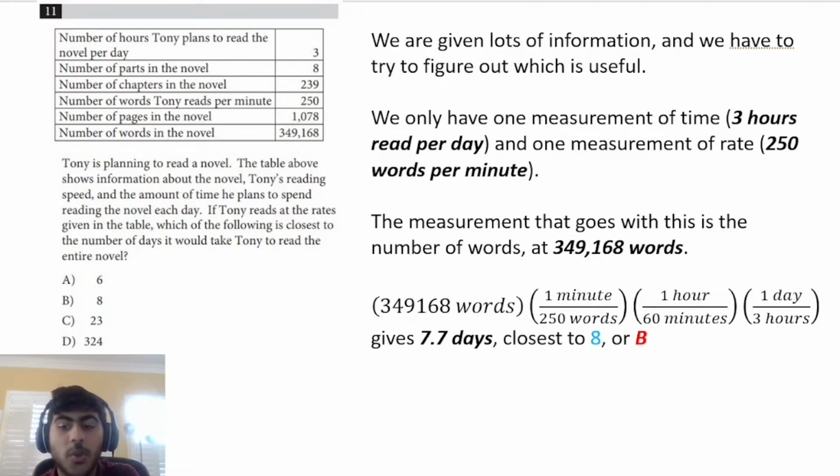The same thing we can do 1 hour per 60 minutes, that's 1. 1 day he spends 3 hours reading, and that will give us 7.7 days when we multiply this out. That's closest to 8 days, which is answer choice B. Let's keep going.